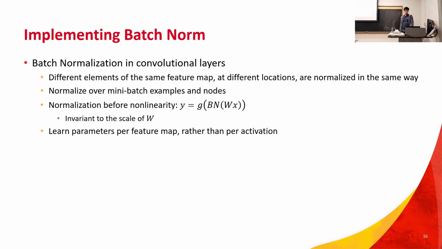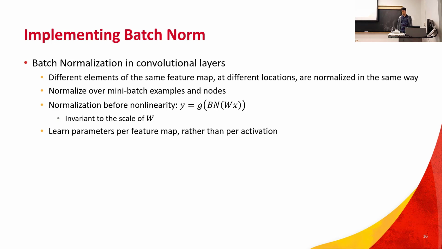So let's talk about the convolutional layers. There is a bit of difference with convolutional layers. What they did is to have different elements of the same feature map at different locations normalized in the same way, and normalized over mini batch examples and nodes. Also, normalization happens before nonlinearity.